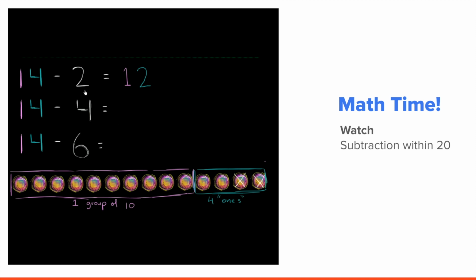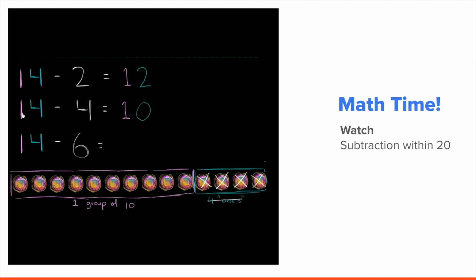Now, what about 14 minus 4? So let me clear this out. So what is 14 minus 4 going to be? So now I'm going to take away 1, 2, 3, and 4. I've essentially taken away all 4 ones. So what am I left with? Well, I still have my one group of 10. And I have 0 ones left over. I have no ones anymore. And so 14 minus 4 is 10.